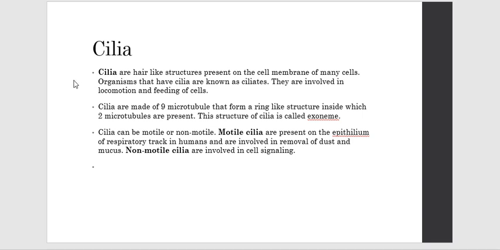Cilia are hair-like structures which are present on the cell membrane of many cells. They are involved in the attachment of one cell to another cell, and they can be motile and non-motile. Motile cilia are present in the respiratory tract of humans, and they are involved in the removal of mucus. Non-motile cilia are involved in cell signaling.